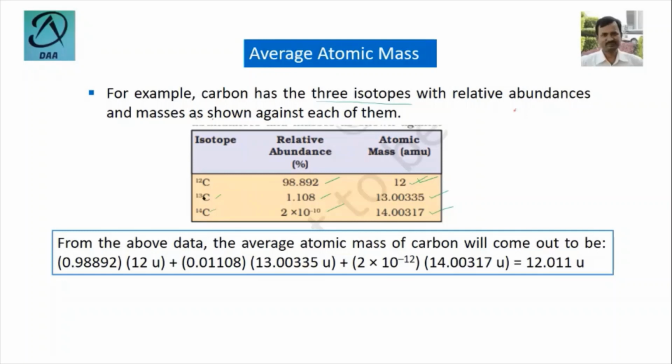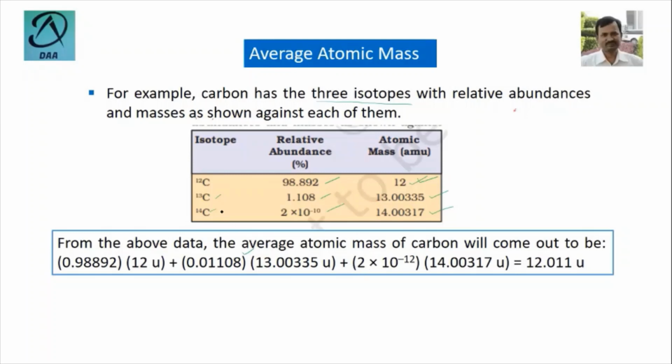Plus, now for the 13C. We have to convert the relative abundance from percent to fraction, so we divide by 100 in every case. In this case, the abundance is 0.01108, and it will be multiplied by the atomic mass 13.00335 AMU or U, whatever the unit is.